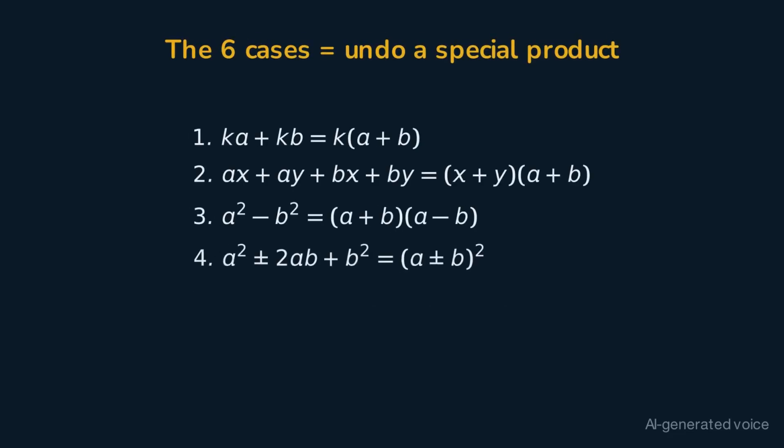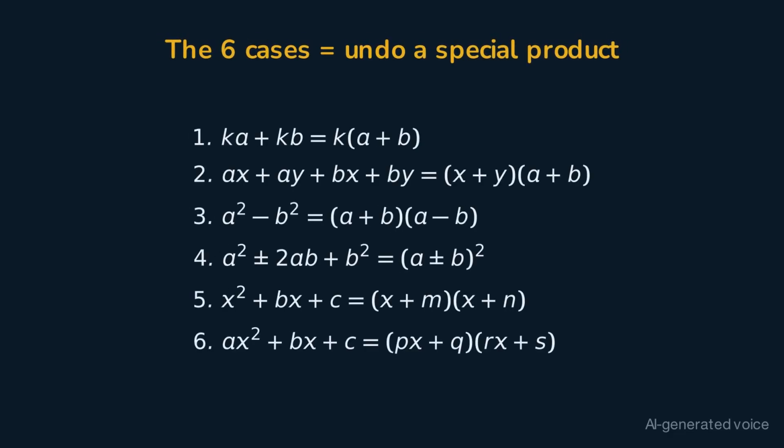Let's recap. These are the 6 cases, and they're all the same idea. Recognize which special product was done, and undo it. Common factor, grouping, difference of squares, perfect square, and the 2 trinomials. With the decision tree, you now know which to use and when.